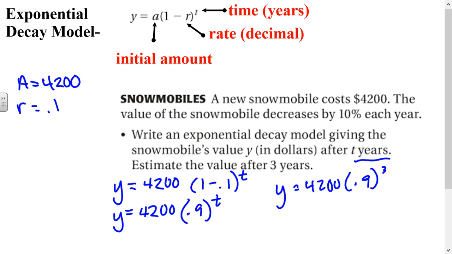Now remember, if we follow the order of operations, we have to do exponents first. So do not try to take 4,200 times 0.9. You can't do that. You have to do exponents first. So we're going to take 0.9 and raise it to the third power, and then we're going to multiply that by 4,200. So the answer should be y equals $3,061.80 if you did that correctly.